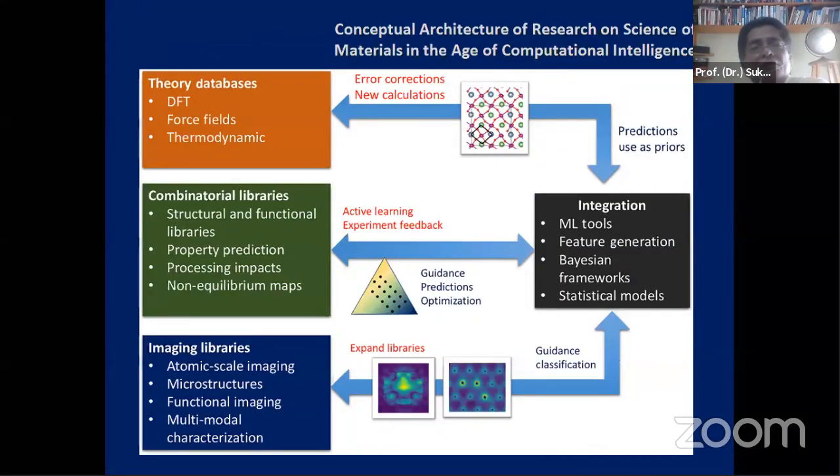This is the conceptual architecture of research on the science of materials in the age of computational intelligence. Essentially, theory databases are available, combinatorial libraries are available, imaging libraries are available, and there are integrating tools. This is where the computational power and user friendliness of computers play a very important role.